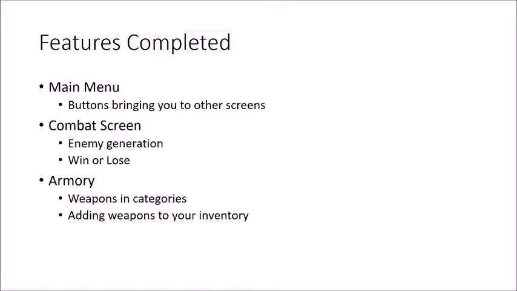The armory's current features include 3 different weapons, which are the sword, the dagger, and the longsword, and letting you add those weapons to your inventory and having them properly placed in their specific category.